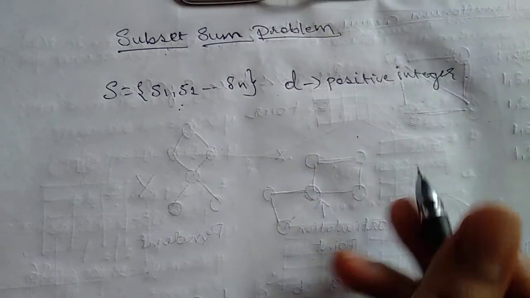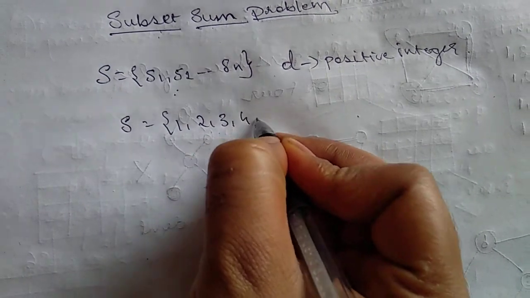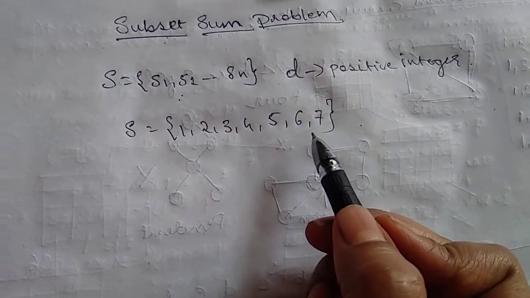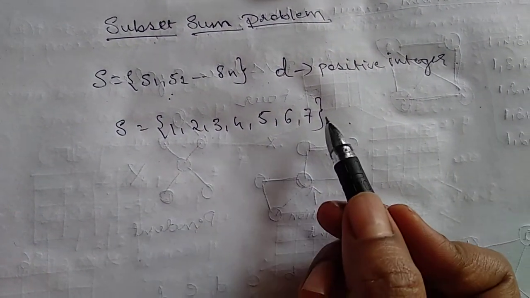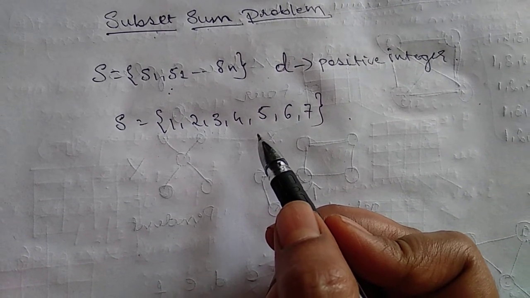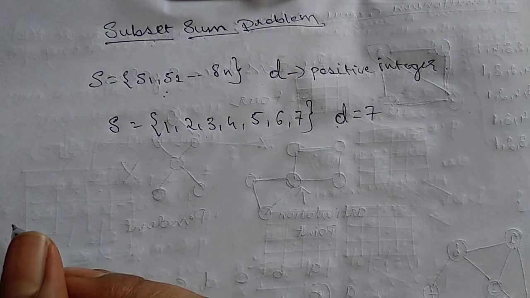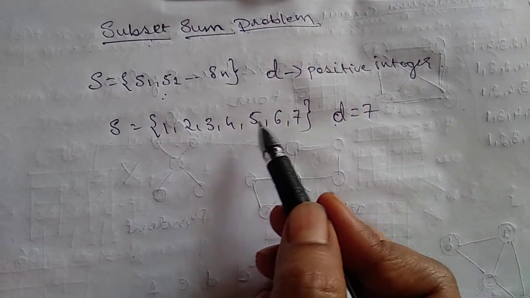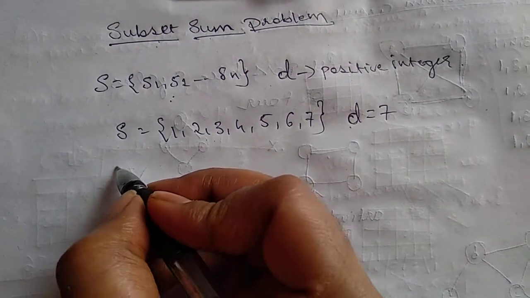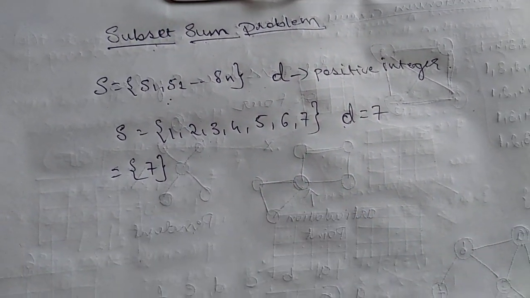What is the meaning of this? For example, I'll take 1, 2, 3, 4, 5, 6, 7. This is the set I have taken, the set of all n positive integers. Here you have to just find the sum which is equal to a positive integer d. For example, d is given as 7. You have to find which numbers will give you this 7. First I'll take only one digit. Only one digit means 7. 7 is present, so you have to consider 7 also.